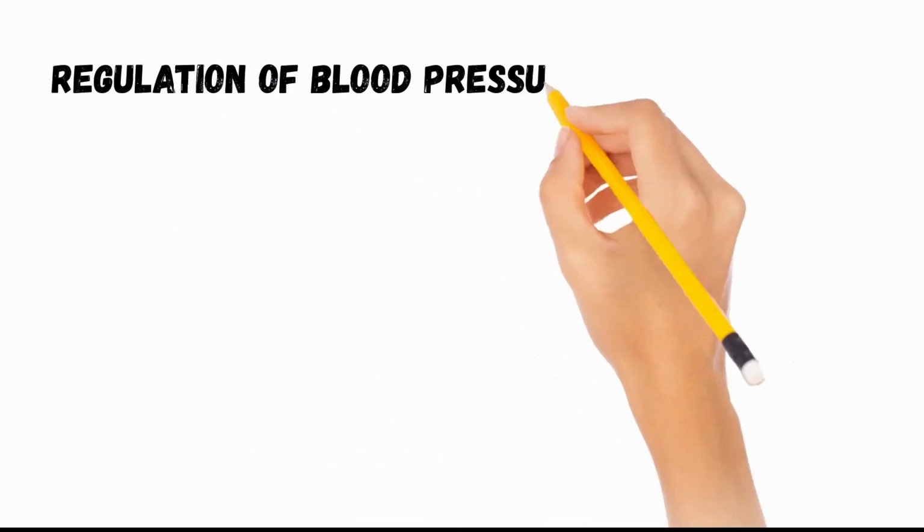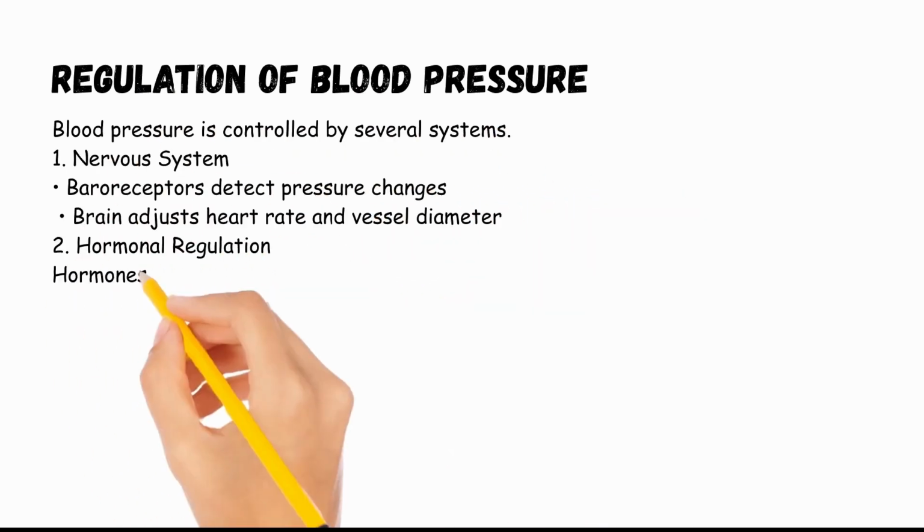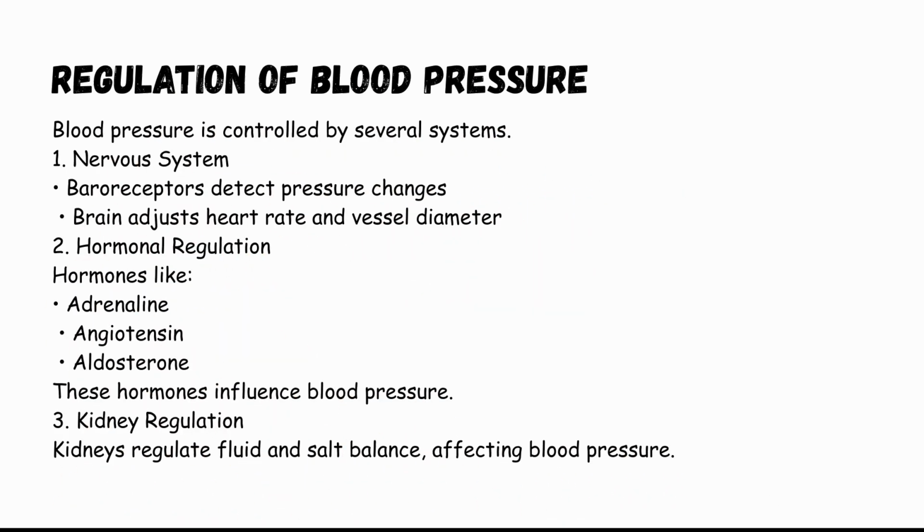The body has several mechanisms to regulate blood pressure and maintain it within a normal range. One important mechanism involves the nervous system. Special sensors called baroreceptors, located in blood vessels, detect changes in blood pressure. These sensors send signals to the brain, which then adjusts heart rate and blood vessel diameter to stabilize pressure.